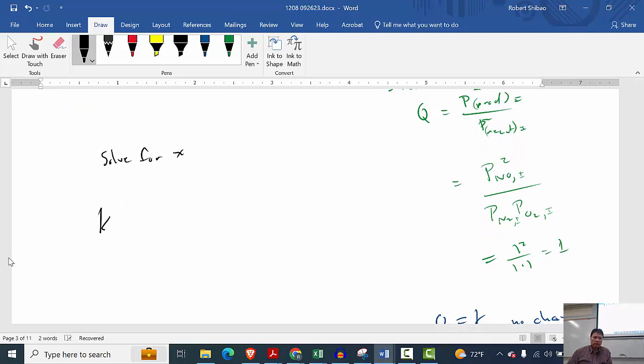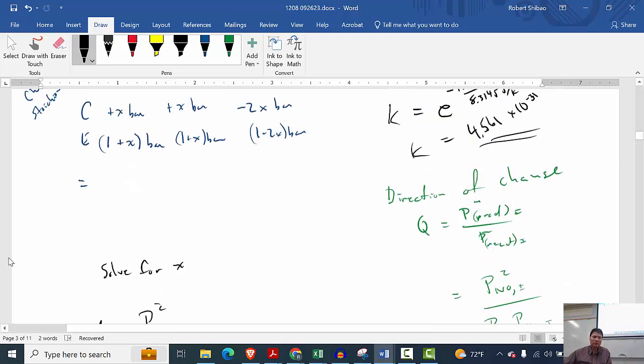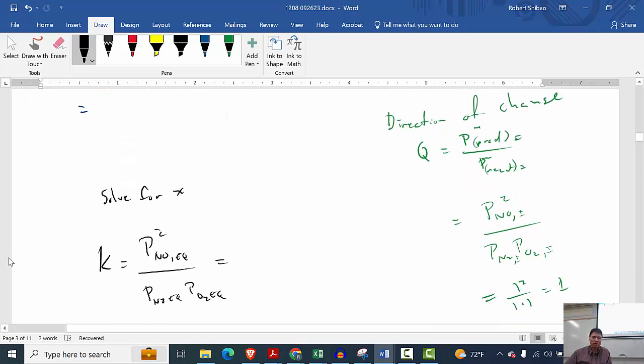And so we know that K is going to equal the partial pressure of NO at equilibrium squared divided by the partial pressure of N2 at equilibrium times the partial pressure of O2 at equilibrium. And so the partial pressure of NO at equilibrium is just going to be 1 minus 2x. We don't know how big 2x is, but we're going to have 1 minus 2x. This is going to be quantity squared.